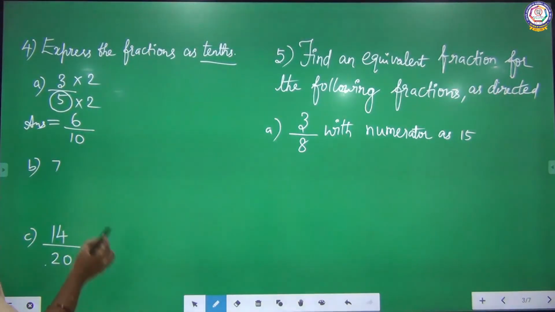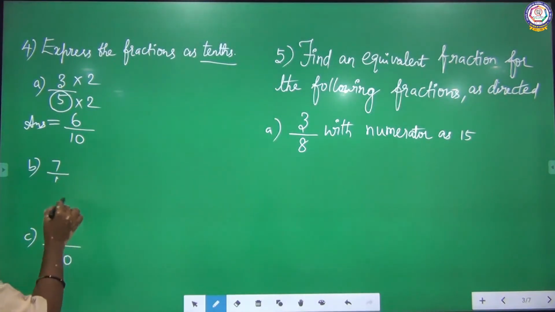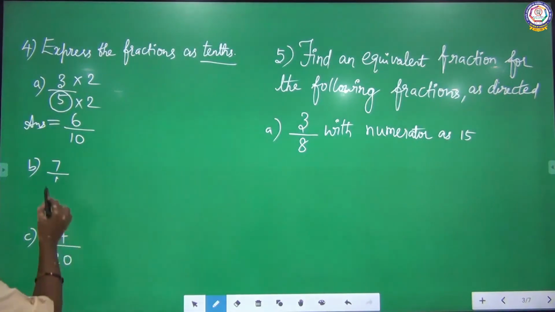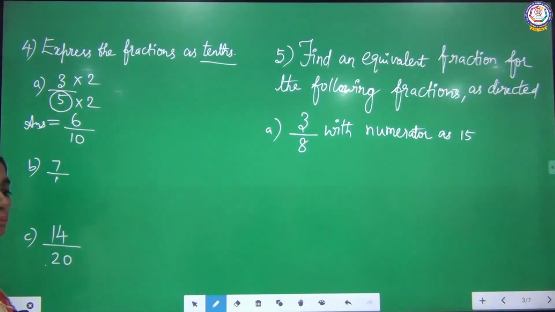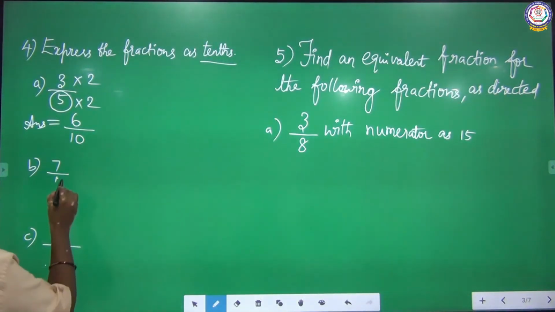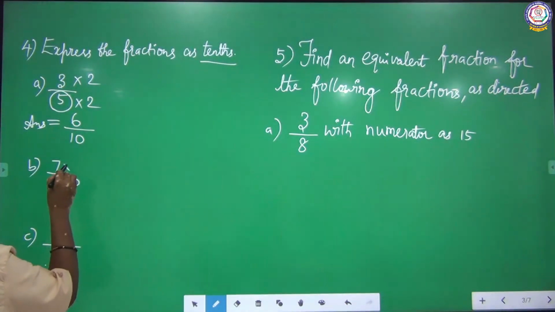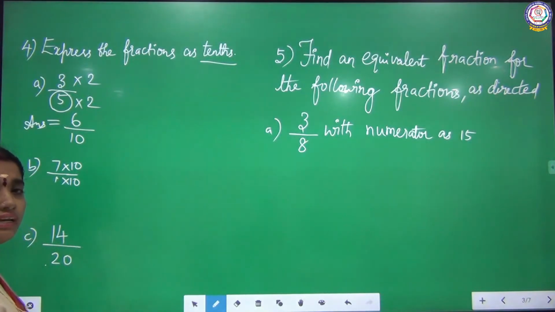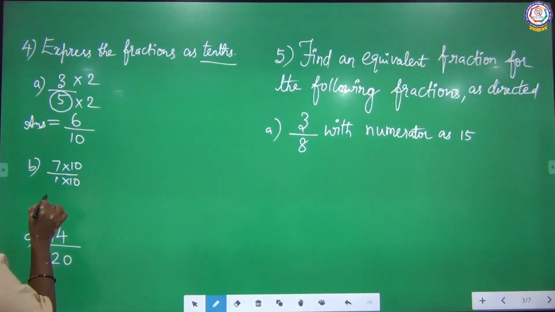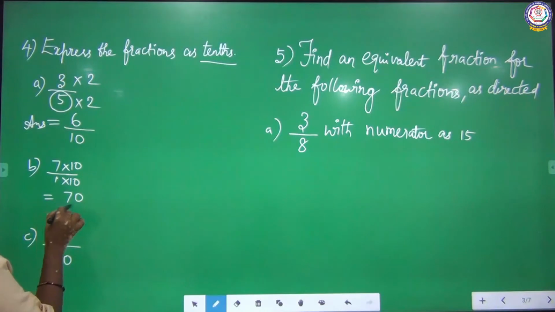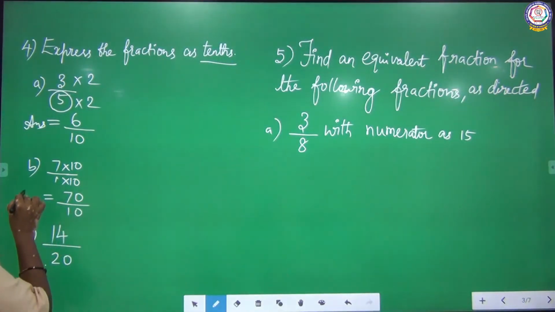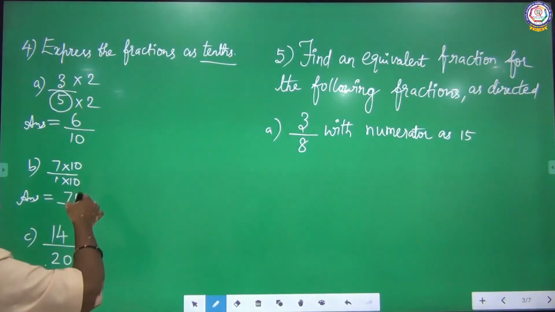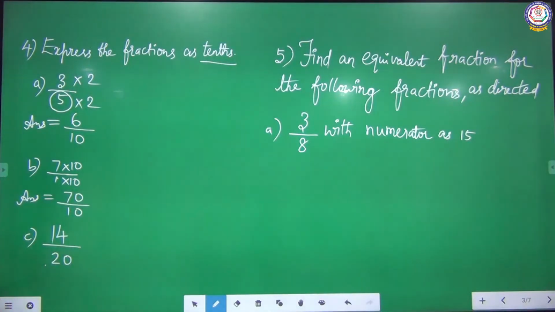Now see the B sum. 7 is there, but no number in the denominator, just I can write as 1. 7 by 1 is 7. So here 1 is there, then what I multiply, I can get tenths here. I can multiply by 10. So the same thing what I am doing in the denominator, I have to do the same thing in the numerator. So 7 tens are 70, 1 tens are 10. So now see my answer, in the denominator I am having tenths. Got it?